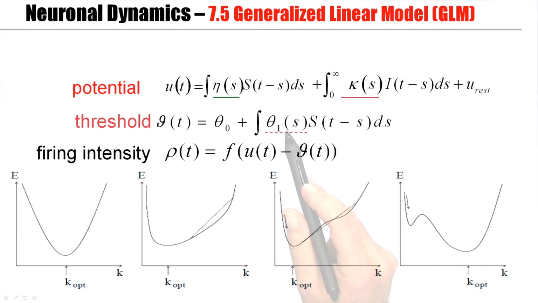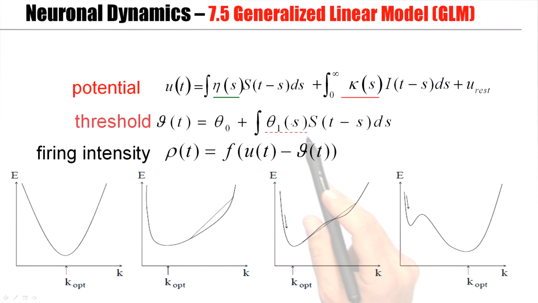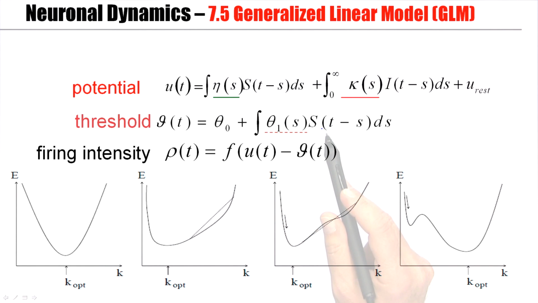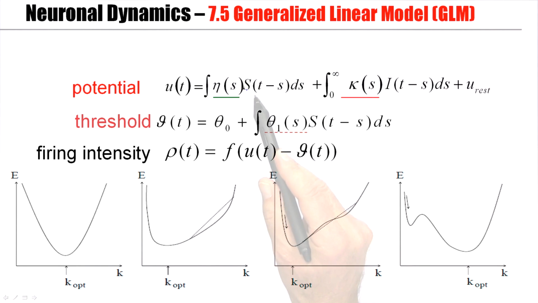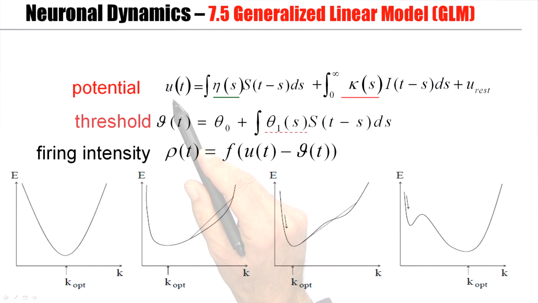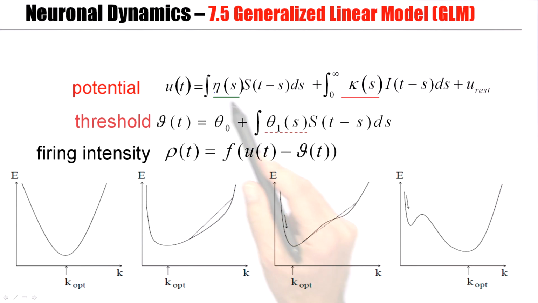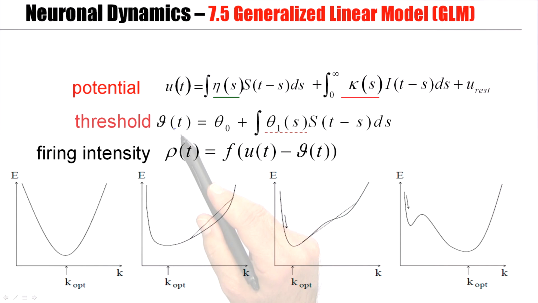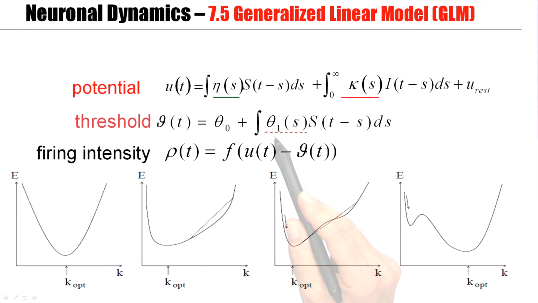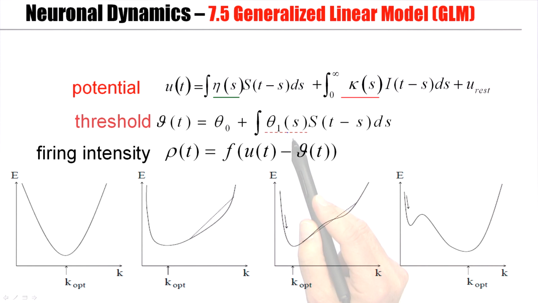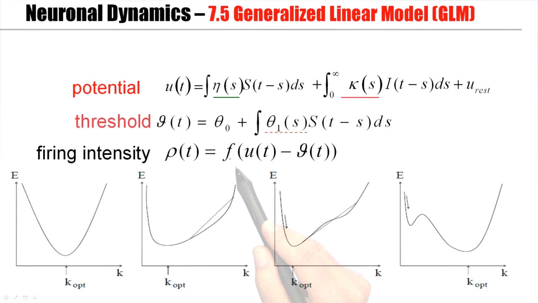We have this dynamic threshold. The dynamic threshold is again linear given the spike train. The spike train has been measured. I've discussed before that given the spike train, predicting voltage is linear in the parameters. Given the spike train, optimizing the threshold is linear in the parameters theta 1. It's just a convolution. But we have the nonlinearity in the firing intensity. This function f is nonlinear.